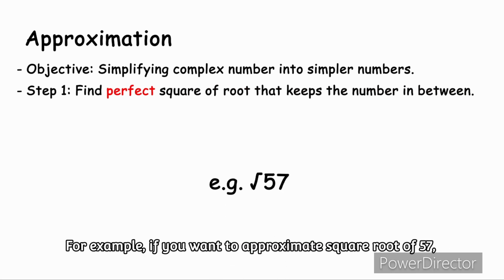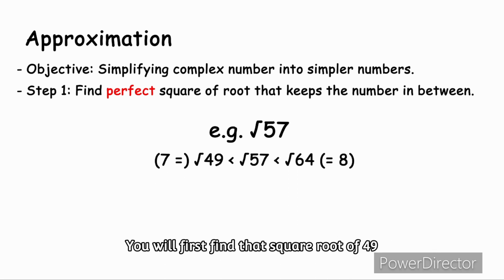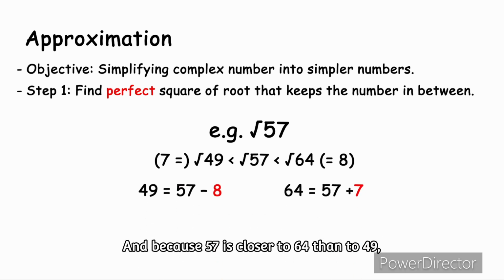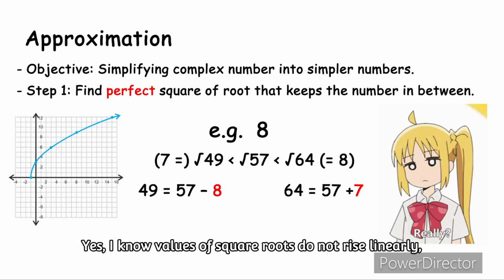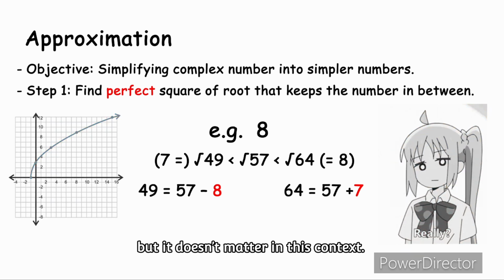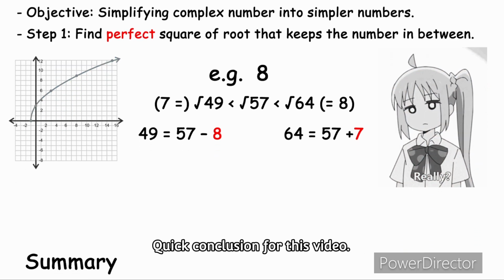For example, if you want to approximate the square root of 57, you will first find that the square root of 49 and the square root of 64 keep it in between. And then, because 57 is closer to 64 than to 49, you approximate it as the square root of 64, which is 8. Yes, I know the values of square roots do not rise linearly, but it doesn't matter in this context.